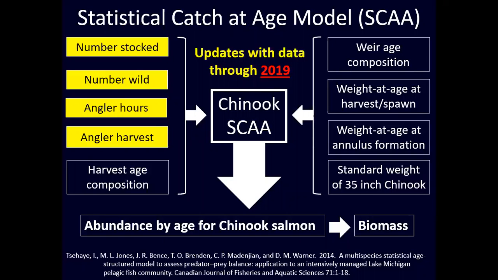So the predator-prey ratio analysis uses statistical catch-at-age models, including a catch-at-age model for Chinook salmon, which is used to estimate total lake-wide abundance of Chinook salmon, which is then ultimately converted to a total lake-wide biomass of Chinook salmon, which is used in the predator-prey ratio to evaluate balance between Chinook salmon and alewife.